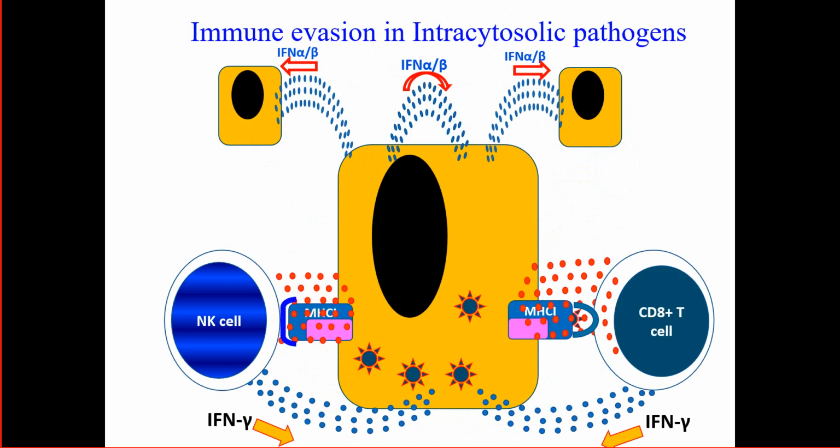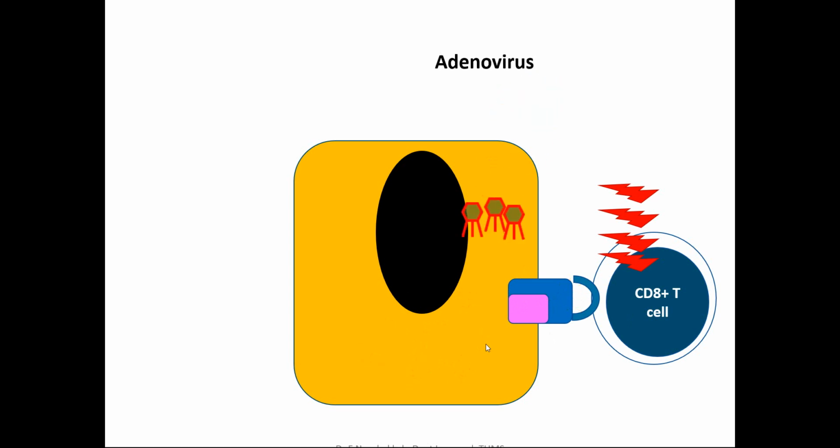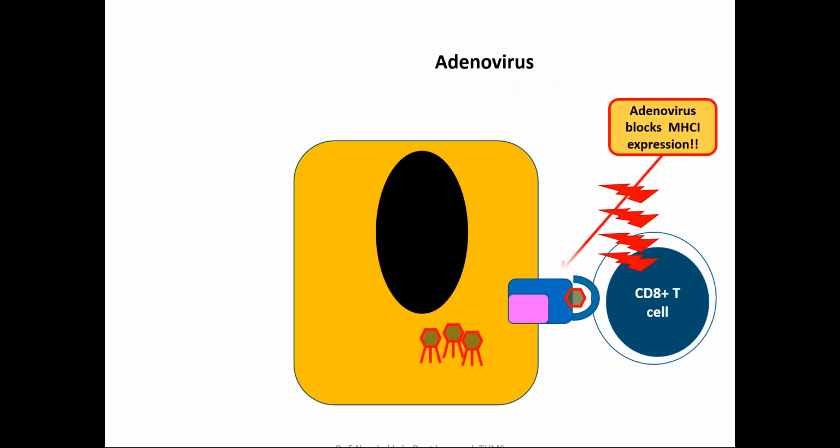Probably the most interesting type of evasion mechanisms, however, have been developed by viruses. I told you about one of them. So here we have a virus which has infected a cell, and the cell is showing its antigen at the surface of MHC class 1 to CD8 T cells. Some viruses, like adenoviruses, have learned to decrease the production of MHC class 1.